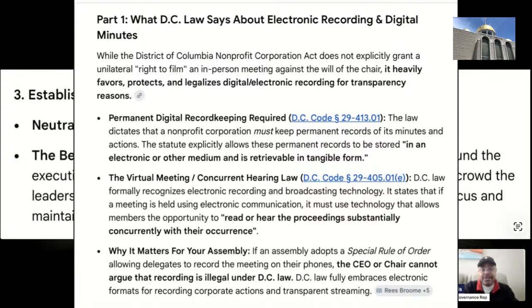Why it matters for our assembly. If an assembly adopts a special rule of order allowing the delegates to record the meeting on their phones, the CEO or the chair cannot argue that recording is illegal under DC law. DC law fully embraces electronic formats for recording corporate actions and transparent streaming. It's all about transparency. That's why it's allowed. Next frame.